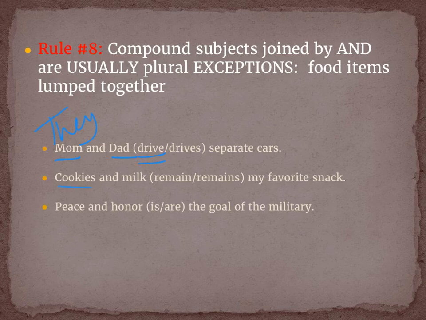In the next sentence, we see cookies and milk. We typically think of they. The problem is in the latter part of the sentence, we see the word snack. That indicates to us that the cookies and milk are one snack, so it's like saying she remains. Finally, peace and honor is or are the goal of the military. Of the military is our prepositional phrase. Peace and honor are the subjects. Again, this is a tough one, but we see in the latter portion of the sentence that it's talking about one goal rather than multiple goals. So because of it, it's like saying she, and we would say she is the goal.